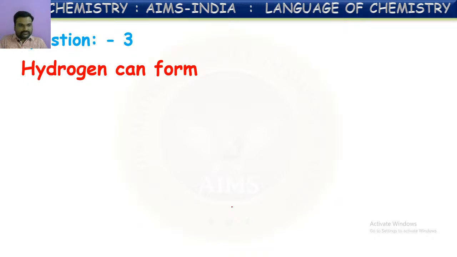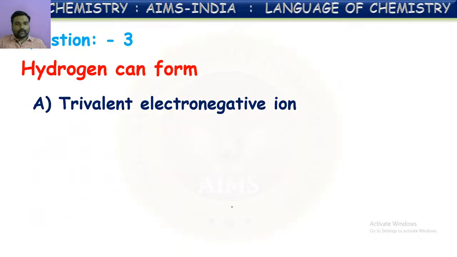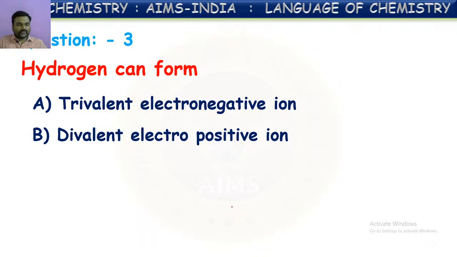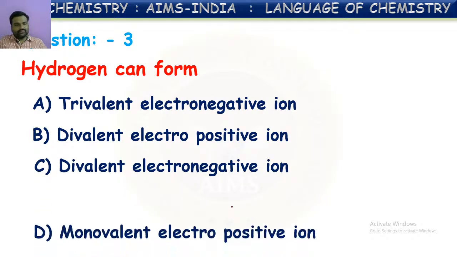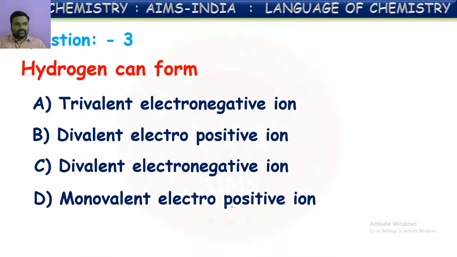Hydrogen can form... Just now I have finished this. Anyhow, try to answer this also. Trivalent electronegative ion, divalent electropositive ion, divalent electronegative ion, monovalent electropositive ion. So hydrogen has only one electron in its shell. So what kind of ion can it form now? By loss of this electron, it can form a monovalent electropositive ion. As it has only one electron, it can lose it when it combines with other elements, and hence it forms a cation that is also called a monovalent electropositive ion. So the correct answer is, yes, many of you are giving the correct answer.